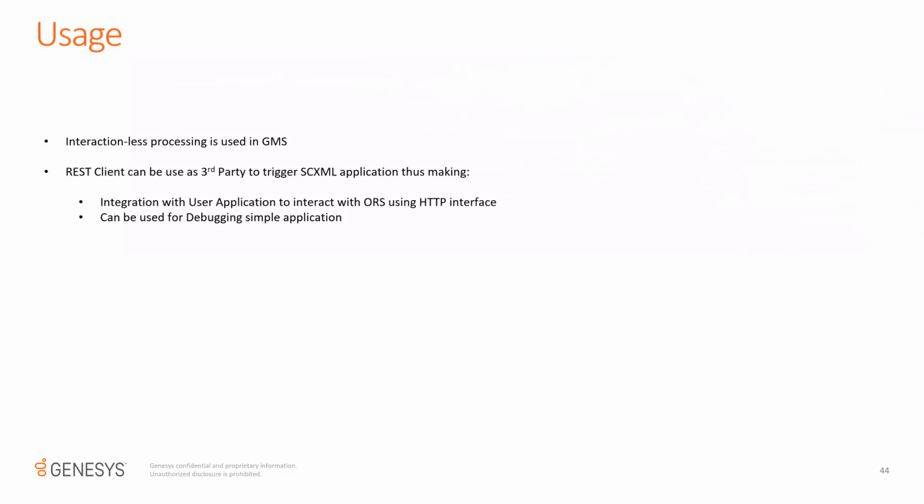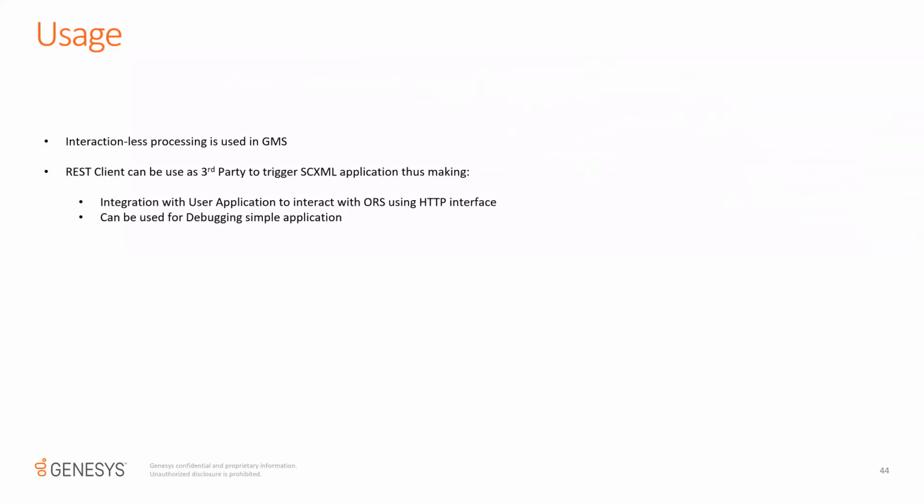As I mentioned earlier, once your interactionless processing session has been generated, you can use it further to make a call or to send an event by creating an interaction. So that's what GMS does. It initiates with an interactionless processing session, and later it creates a callback call.